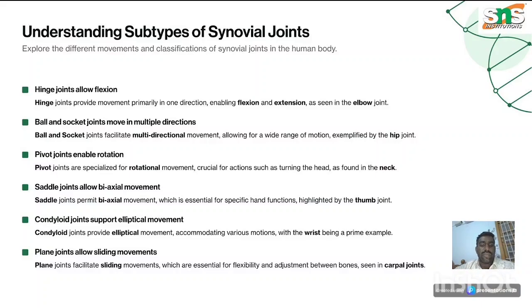What are the condylar joint movements? The wrist will move in various movement shapes. It will do all the movements, including flexion, extension, finger flexion, and proximal finger flexion. What are the plane joint movements? Sliding movements of the carpal joints. So in plane sliding movements, the carpal joints slide on each other.